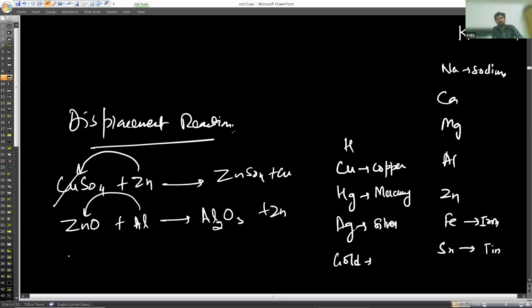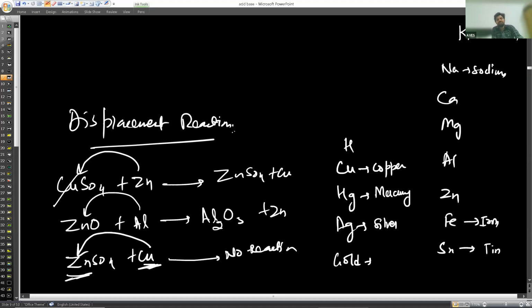But what if I have zinc sulfate, ZnSO4, plus Cu? Here you see that zinc is more reactive than copper, so copper will not displace it. There will be no reaction. You understood? It means copper is less reactive than zinc, so it will not displace it. In case zinc is more reactive than copper, it will displace. But here copper is not more reactive than zinc. It is less reactive, so there will be no reaction. You understood now? Everyone, you understood?